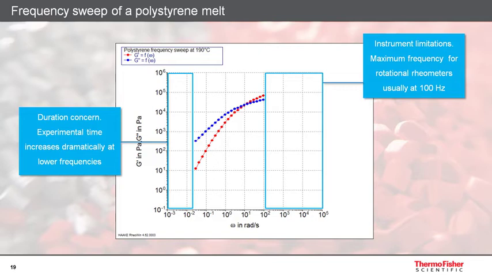Data at lower frequencies is usually not available due to the dramatically increasing test time. In this range, a single oscillation can take up to 20 minutes or even longer. The highest achievable frequencies are limited by the rheometer itself. Frequencies of around 100 Hz or 628 radians per second are usually the upper limit.